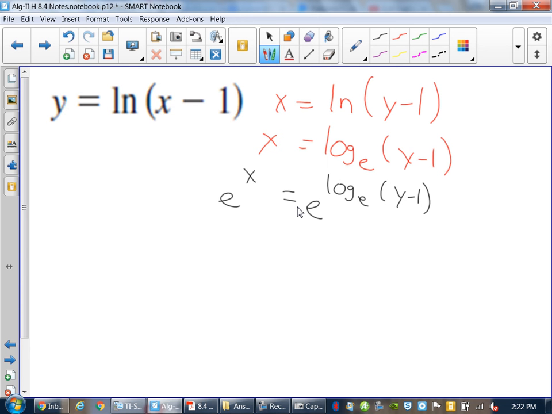Now, notice on the right-hand side, e to the log base e undoes itself. E undoes natural logs. So what drops? The y minus 1. So then I get e to the x equals y minus 1. Therefore, e to the x plus 1 is y.